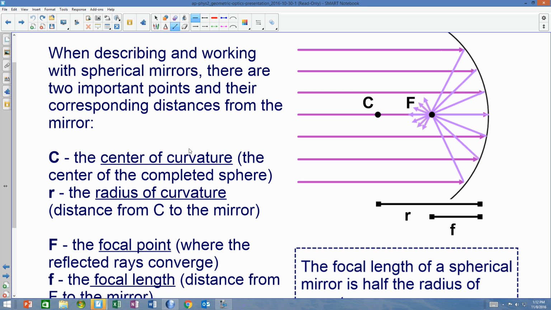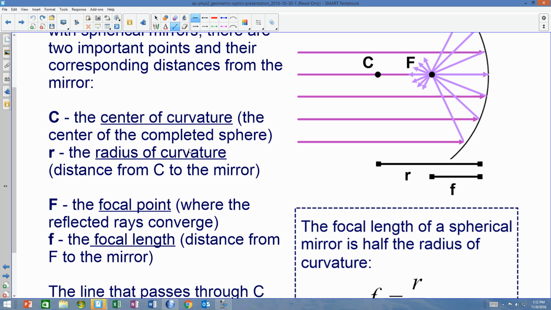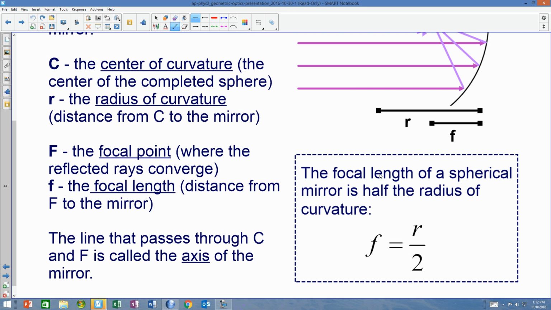The radius of curvature is the distance from C to the mirror. So the center of curvature is the point C, and the radius of curvature is the distance between C and the mirror. F is the focal point. This is where the light rays converge. The little f is the focal length, and you can see the picture right here. The distance between C and the mirror is R, the radius of curvature. The distance from the focal point to the mirror is called the focal length.